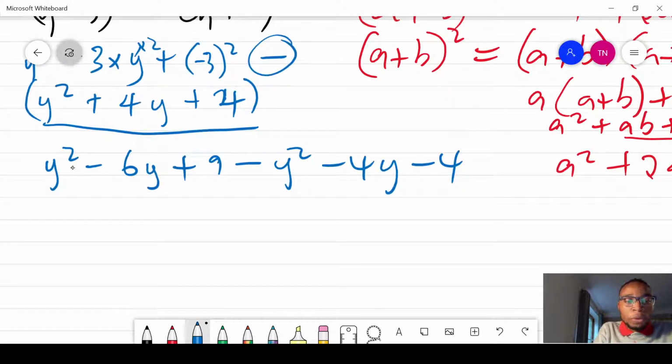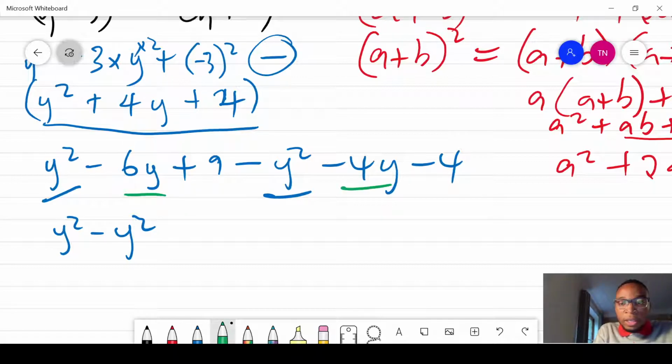Then from there, we are going to be having to collect like terms. This and that are like terms. So this becomes y squared minus y squared. And from there, we have this and that are like terms.